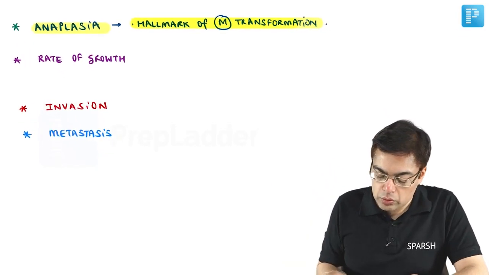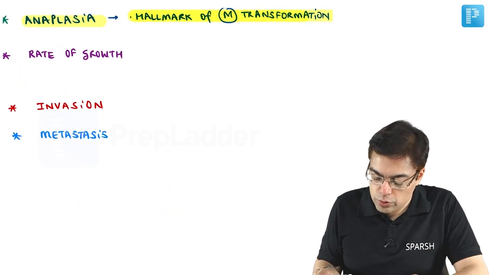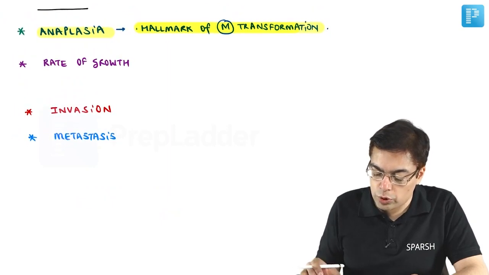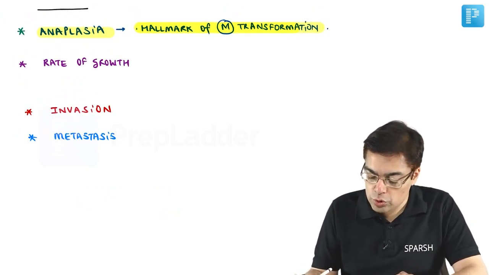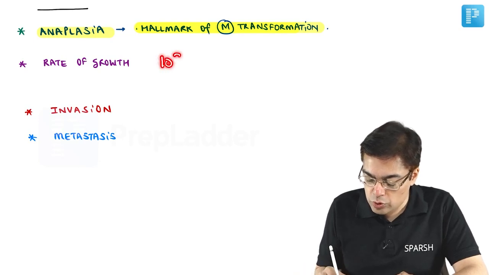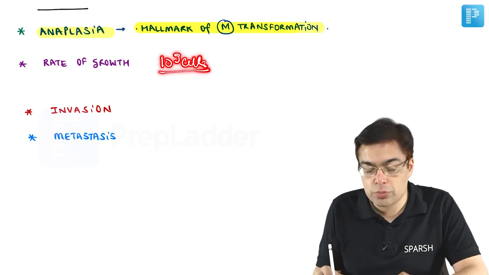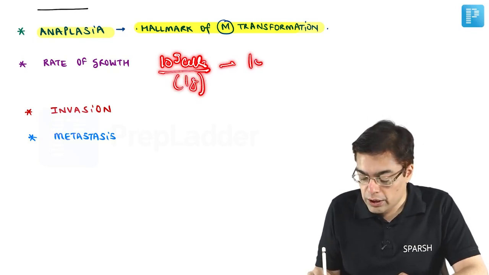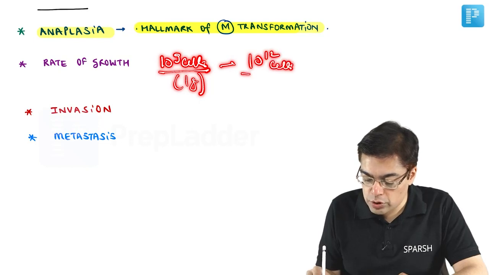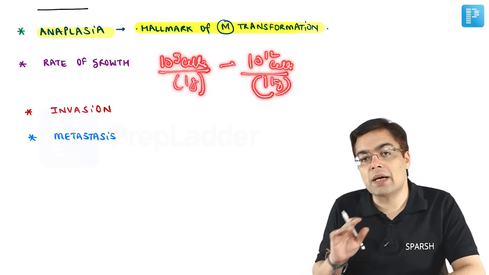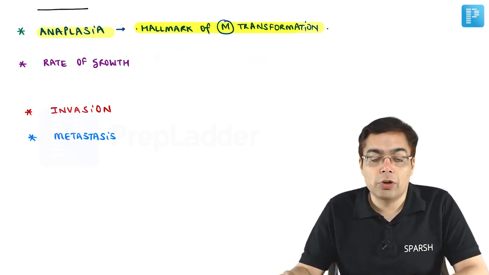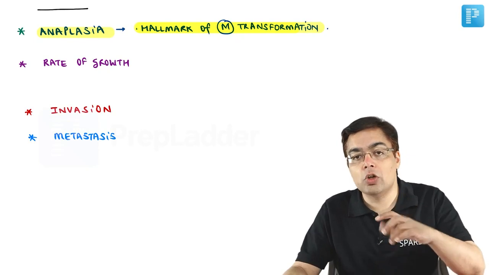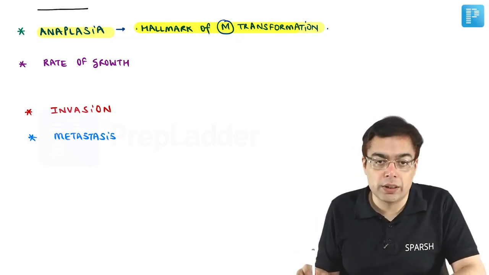Whenever we are talking about rate of growth, there is going to be a rapid rate of growth so far as the tumor cells are concerned. We need to be familiar with the fact that if the number of tumor cells is 10 to the power of 9 cells, the tumor is going to have a weight of roughly 1 gram. However, if the number of tumor cells is 10 to the power of 12 cells, then the weight is going to be 1 kg, which is the maximum weight of a tumor compatible with life.